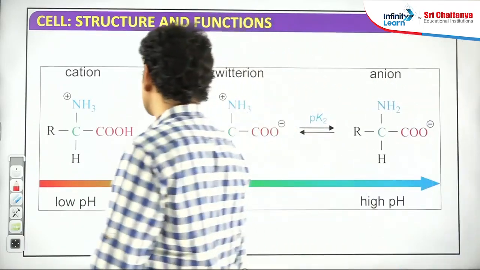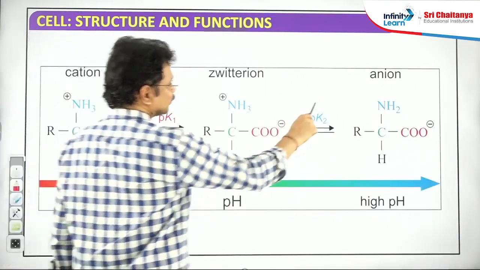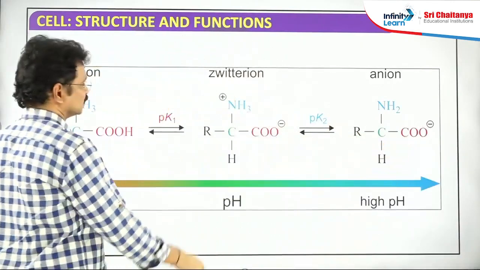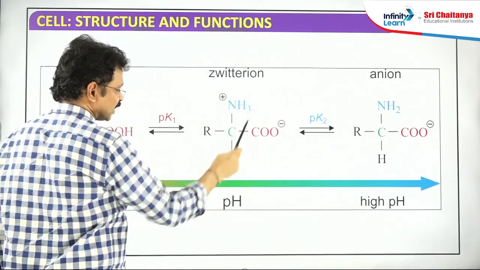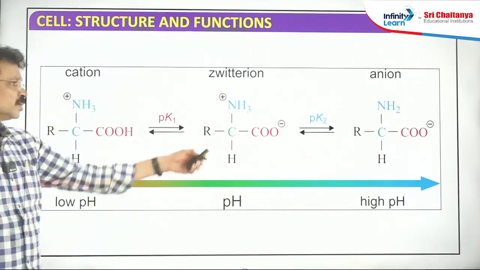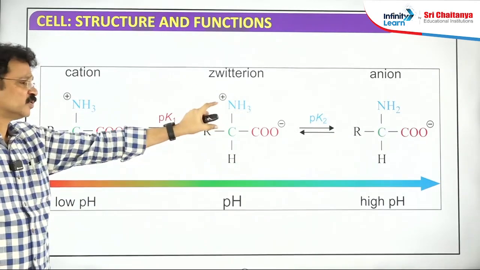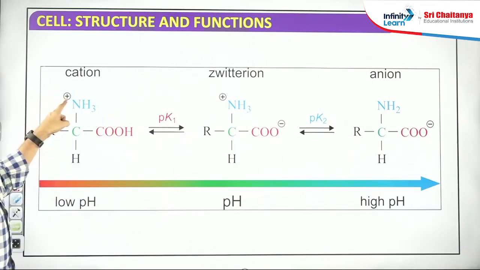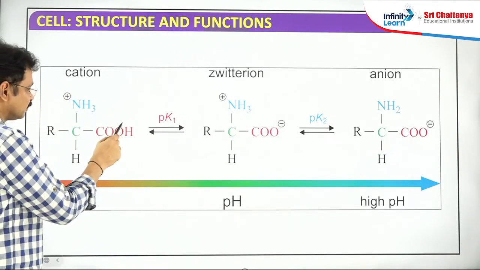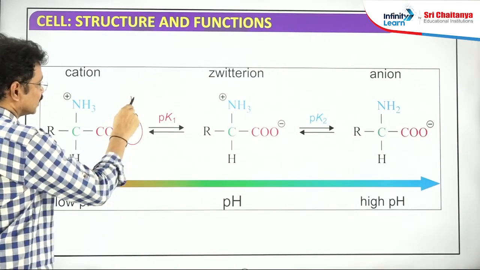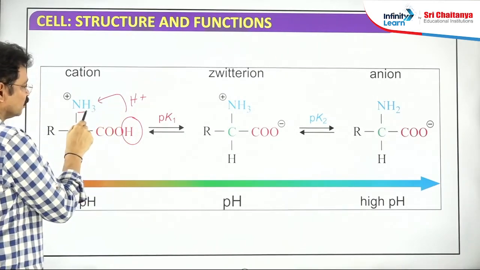Observe here, cationic form, positive charge. Anionic form, negative charge. Zwitterionic form, both the charges are there, positive as well as negative. Zwitterionic form is one of the unique features of amino acids. This kind of feature is the peculiar feature. The reason for this positive charge is the transfer of one proton, H plus, from the carboxylic group to the amino group.